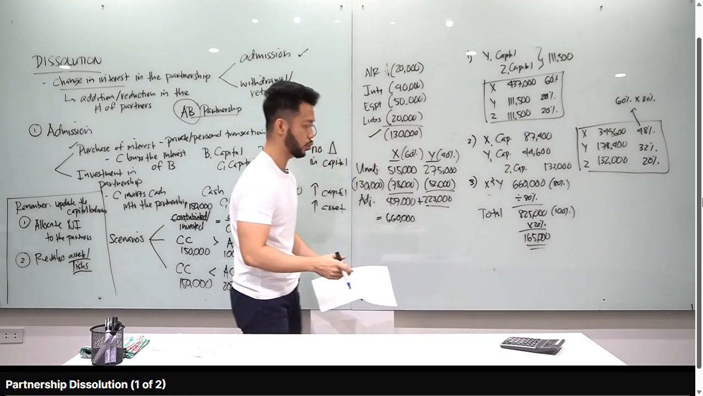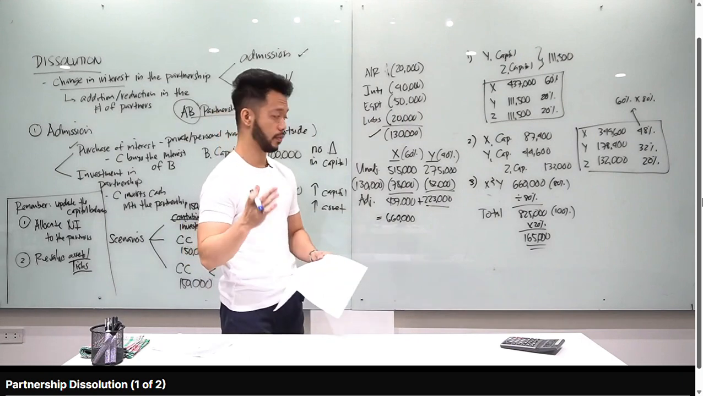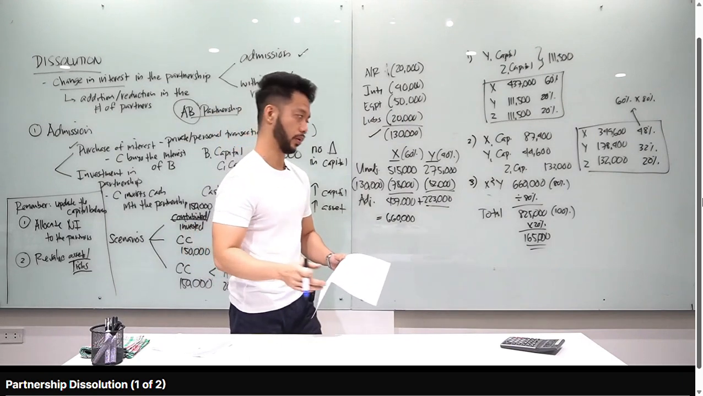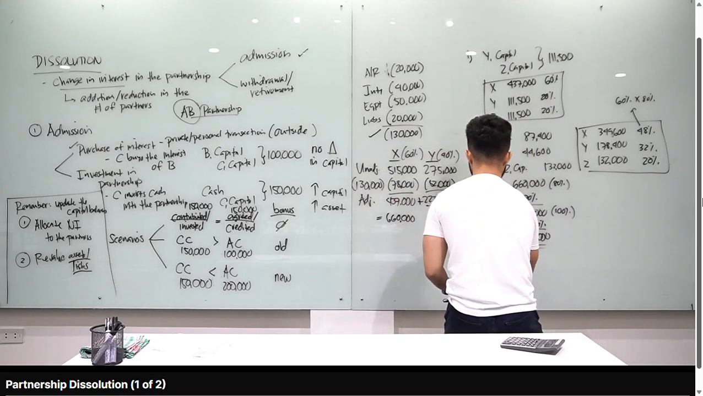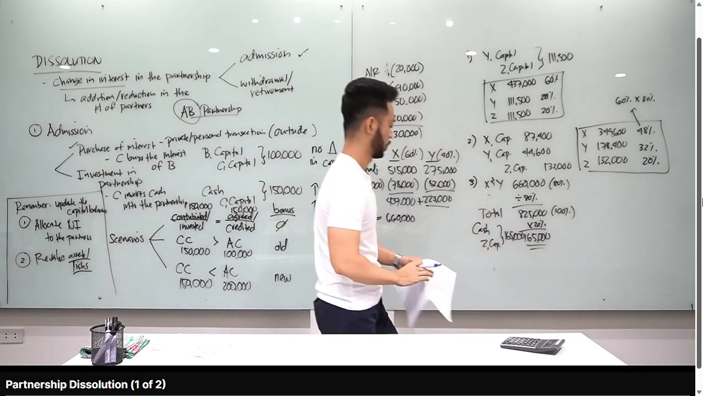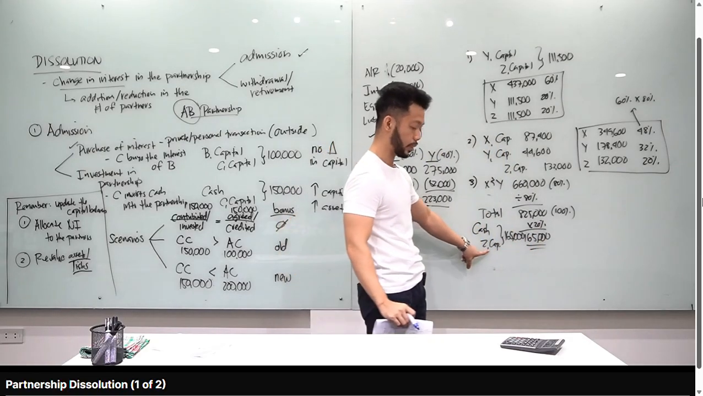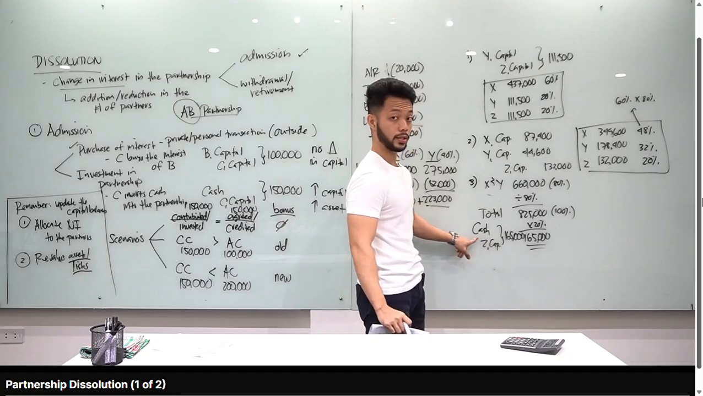So, partner Z needs to invest 165,000 to get 20% interest in the partnership. Yung entry dyan, debit cash, okay? Debit cash, credit Z capital, 165,000. Ayun yung entry. Since investment siya sa partnership, tataas yung capital of the partnership, okay? Tataas yung asset kasi nadagdagan yung cash.